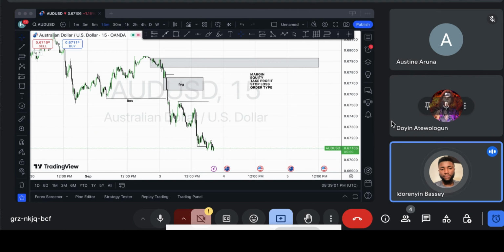The margin level is the ratio of your account equity to the used margin.